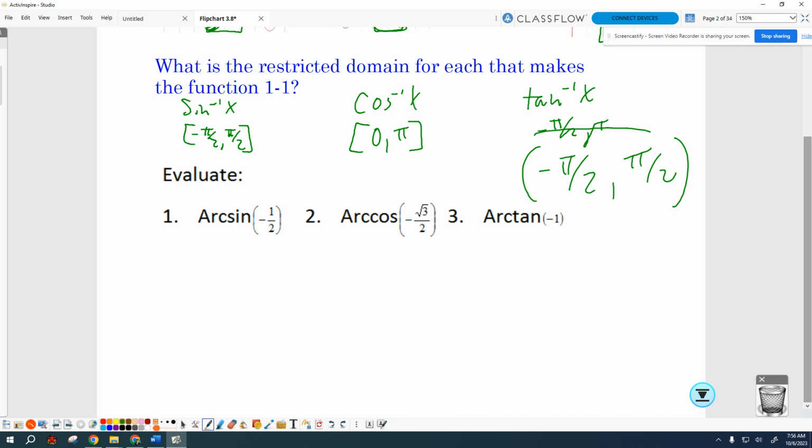So, Clara over here, capital, so that means restrict, arc sine of -1/2. So it's gotta come from this. Okay, where's sine 1/2? Anyone? Pi over 6. So, but I wanted it negative.